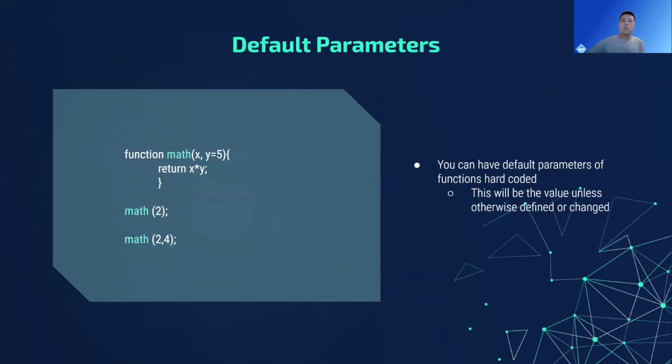So default parameters. Default parameters are basically when you have the parameters already set, and this isn't changed unless otherwise defined or changed. In our example over here, y is equal to 5. It's going to stay like that unless it's changed. So in this example up here, we have x equal to 2 and y stays as 5, so the output of this one will be 10. Meanwhile, over here, x is 2 and y will be 4, so the output of this is 8.